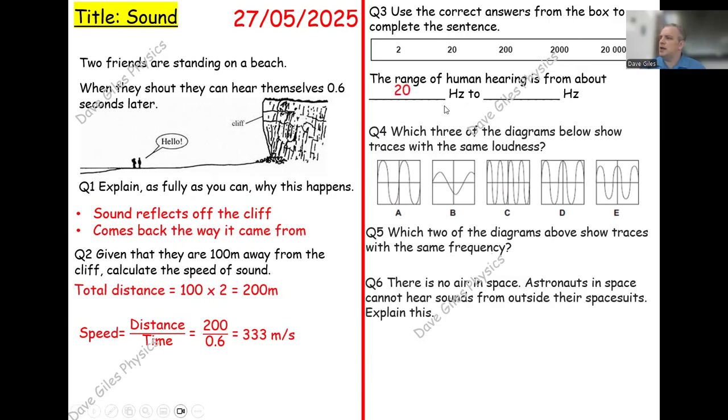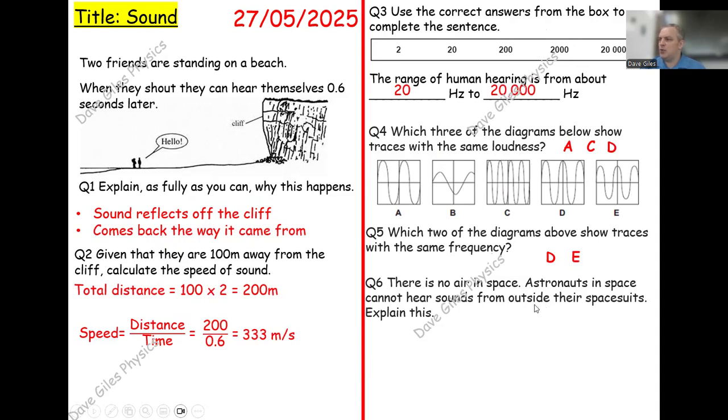And the range of human hearing is 20 hertz to 20 kilohertz, or 20,000 hertz. Which three of the diagrams below show traces with the same loudness? So it's the ones with the same amplitude, so that would be A, C, and D. Which two show traces of the same frequency? So the same number of waves present, that would be D and E.